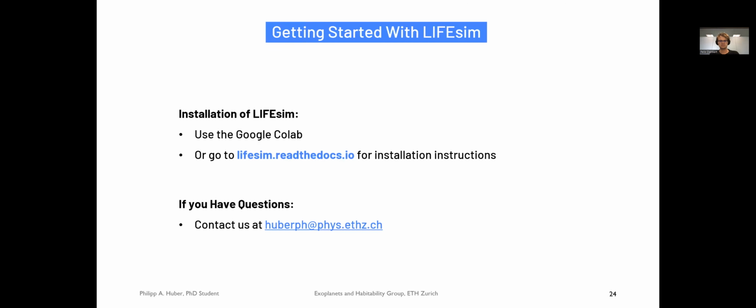So what can you do now if you want to get started with LIFEsim? Either you can just keep using the Google Colab file and adapt it to your needs, or if you want to install LIFEsim locally on your machine, please go to lifesim.readthedocs.io for installation instructions. And then finally, if you have any questions, please contact us at this email address here.